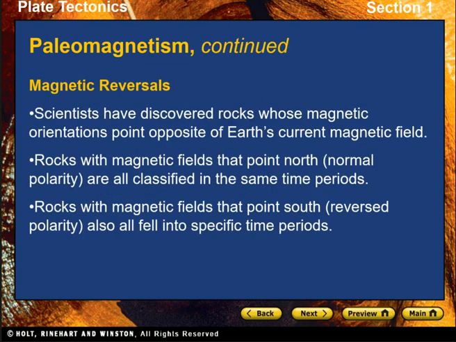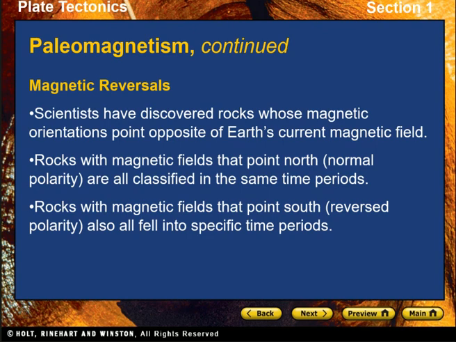Magnetic reversals. Geologic evidence suggests that Earth's magnetic field has not always pointed north, as it does now. Scientists have discovered rocks whose magnetic orientations point opposite of Earth's current magnetic field.